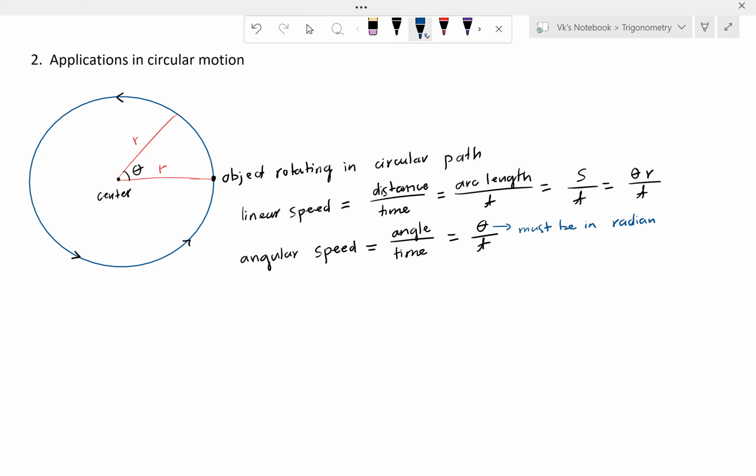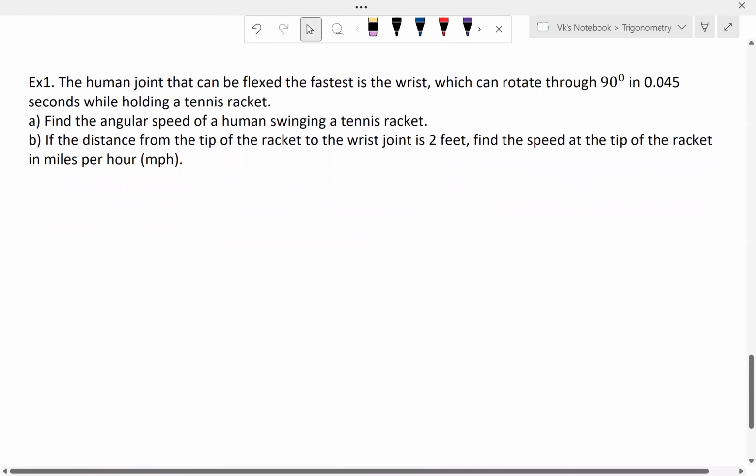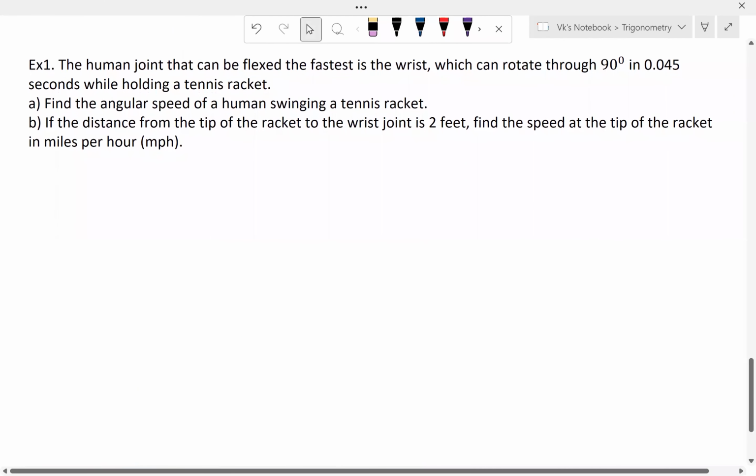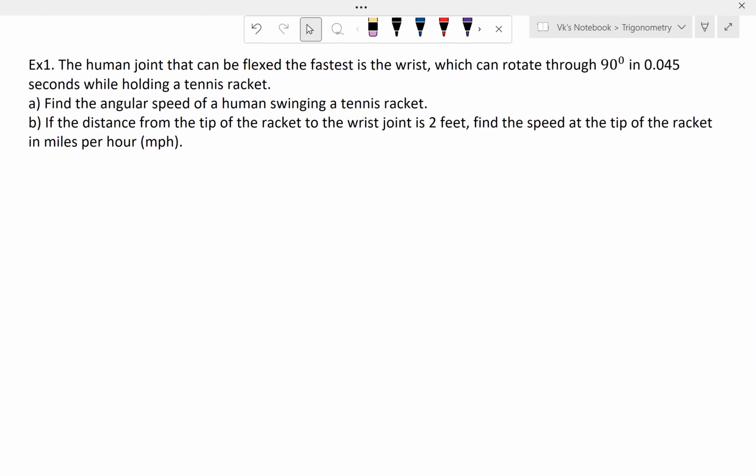Let's take a look at some examples. Example number 1. The human joint that can be flexed the fastest is the wrist, which can rotate through a 90-degree angle in 0.045 seconds while holding a tennis racket. Find the angular speed of a human swinging a tennis racket. If the distance from the tip of the racket to the wrist joint is 2 feet, find the speed at the tip of the racket in miles per hour.